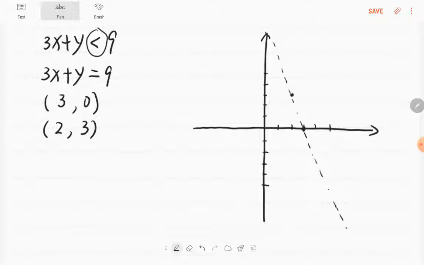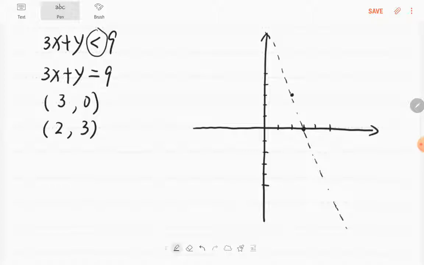Okay, then which part? It divides into 2 parts, right? Which part is the solution region for this inequality? Let's just pick an arbitrary point. If the point satisfies this inequality, then the region containing this point would be the solution set. If the point does not satisfy this inequality, then the other part would be the solution, right? We just pick an arbitrary point.